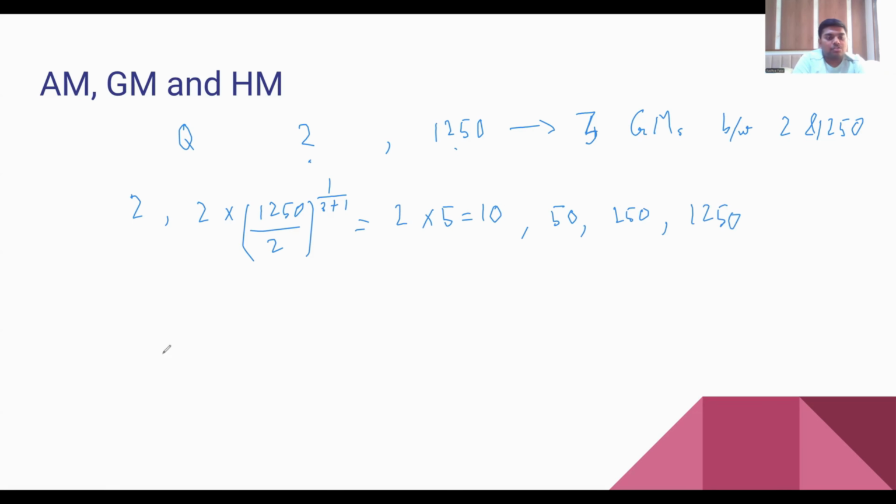So in the case of geometric mean, the common ratio will be r is equal to (B upon A) to the power 1 by (n plus 1), wherein n is the number of geometric means that you want to find. Now, this is the first geometric mean, this is the second geometric mean, and this is the third geometric mean.